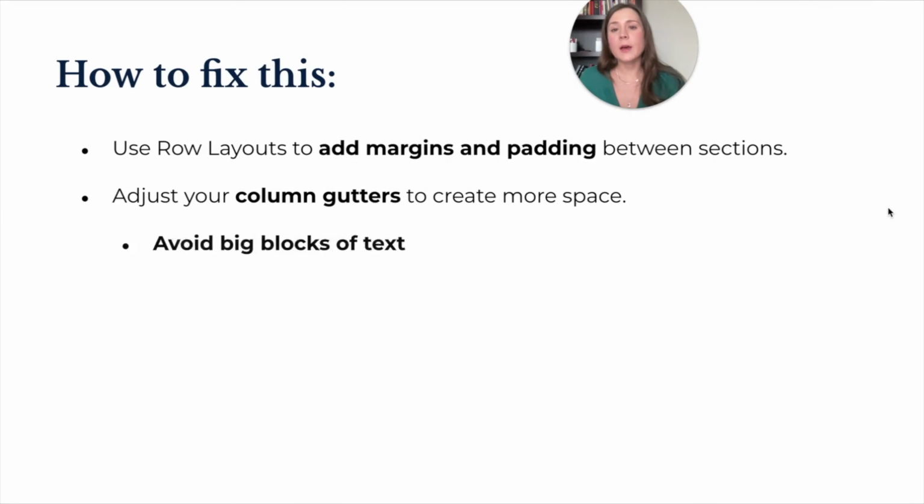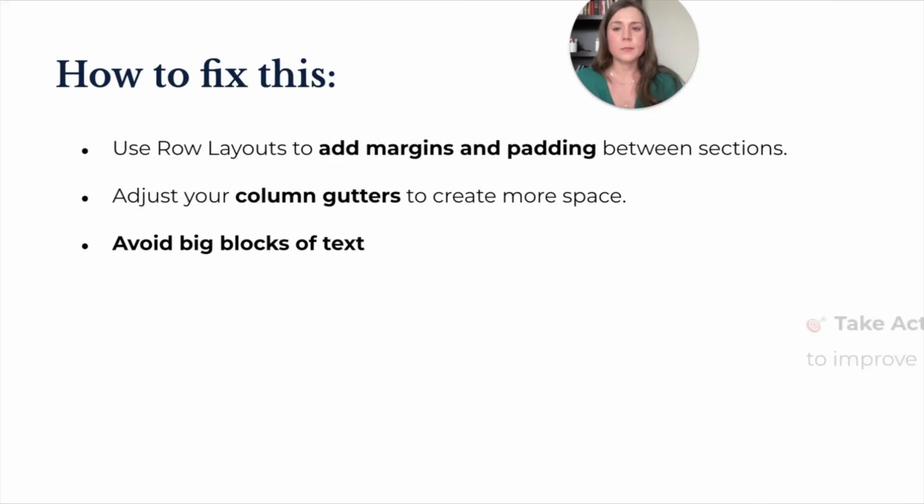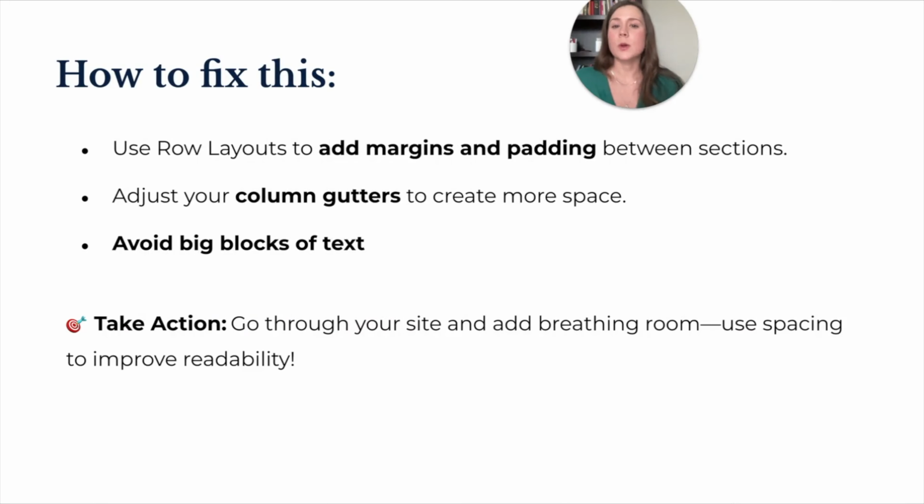And finally, avoid big blocks of text. You can see in the demo page here, I've split my body text up into 3 sections. This is much easier to skim than it would be if it was just one big block of text. So again, minimize those reading margins to help your reader skim your page a little bit easier. So go through your site and add breathing room. Use your spacing to improve its readability for better user experience.